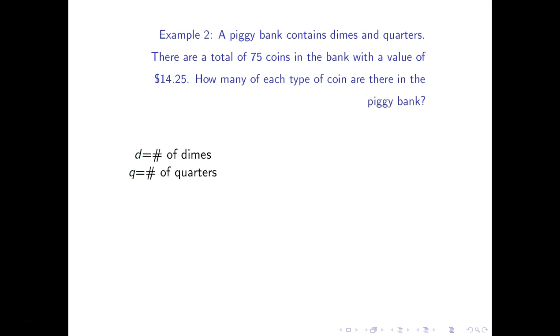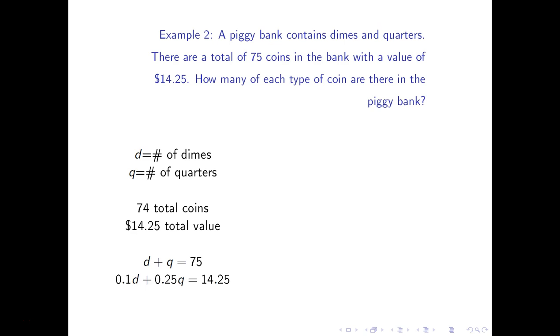Now, what's the other information I'm given, and what are the equations you have? Hopefully, you're like there's a total of 75 coins, a total of 14.25, and then we can combine all that. Well, total coins. Can you put the total coins? The equation you can come up with for that one is D plus Q equals 75. And then for the other one, I asked myself, how much is each dime worth? Well, it's worth 10 cents or $0.10. And quarters are worth $0.25.